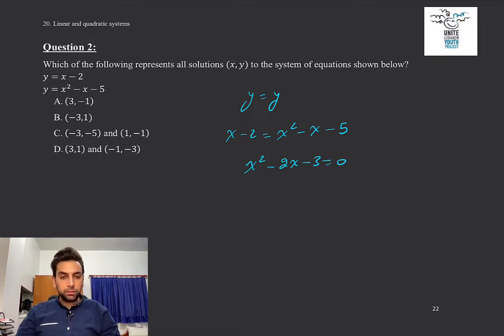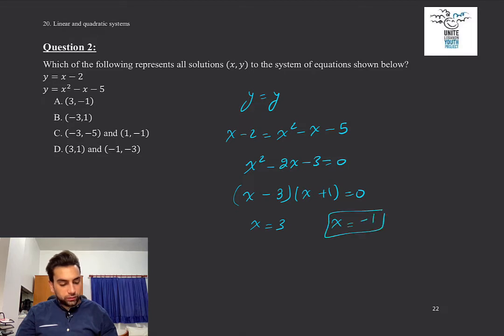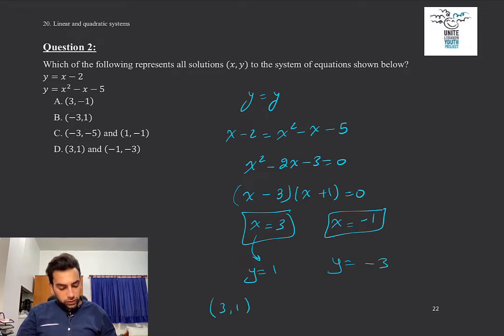Now, after factorizing by using delta or some product or even your calculator, you would get (x minus 3) times (x plus 1) equals 0. Thus, x equals 3 and x equals -1 are my two solutions, and they have y's as well, which are equal to, so 3 minus 2 is equal to 1, and -1 minus 2, that's -3. Thus my pairs are (3, 1) and (-1, -3), and my solution would be choice D.